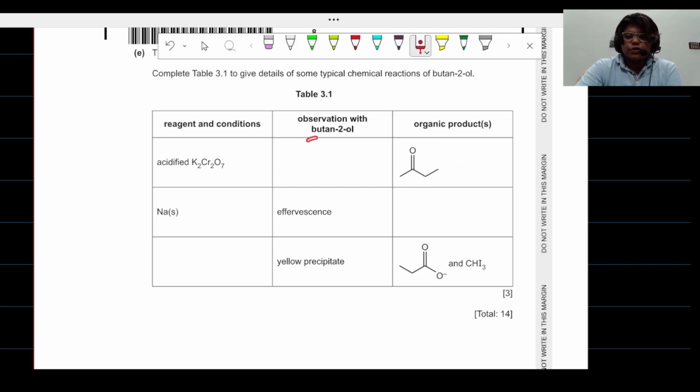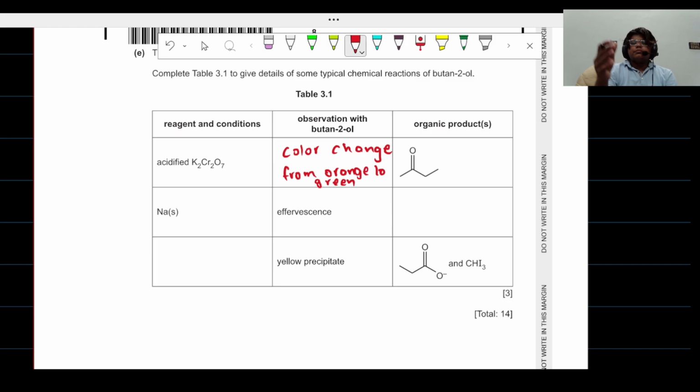So this means that butan-2-ol is a secondary alcohol, because primary alcohols will get oxidized to give us an acid. This is giving us a ketone. This means it is a secondary alcohol, and tertiary alcohols do not get oxidized. So the observation would be color change from orange to green. Then we have sodium. So with sodium, it shows effervescence, and the organic product would be sodium butoxide.